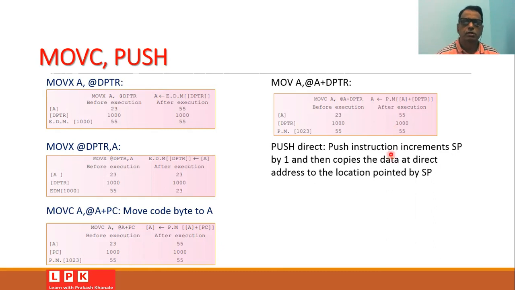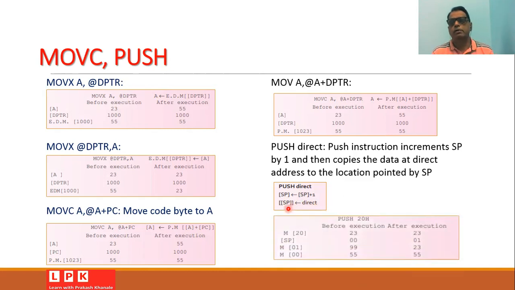There is another instruction, called the PUSH direct instruction. This instruction will increment the content of the stack pointer by 1, and then copy the data at the direct address to the location pointed by the stack pointer. So whenever we execute this instruction, SP will be incremented by 1, and whatever is the content of the direct address will be copied to the location pointed by the stack pointer SP.